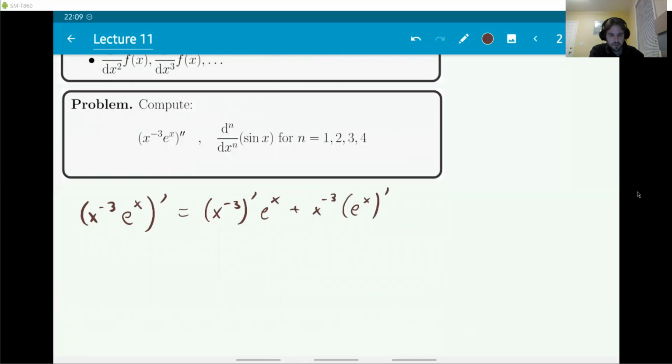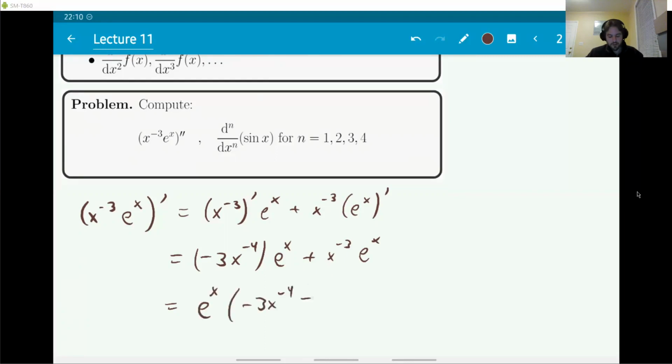So x to the minus 3 derivative, that's the same thing as minus 3x to the minus 4. This is the power rule. And e to the x derivative is just e to the x. That's the one that you should all know by this point. So probably for us, we want to at least factor the e to the x here, but you don't actually have to. I'm going to do that. We could also factor maybe a power of x. But this is good enough for one derivative.